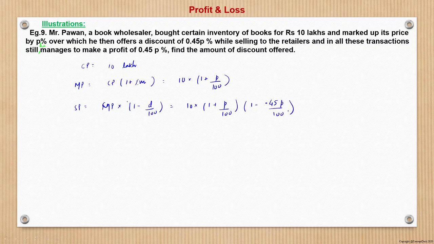This is the selling price, and it is given that while selling he manages to make a profit of 0.45%. So this SP is nothing but what? CP into 1 plus profit, and profit is 0.45P by 100, right? So we will equate these two equations, 1 and 2.